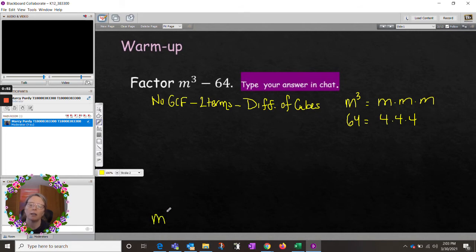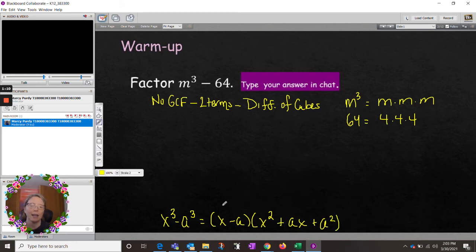So we want to follow the pattern which says x cubed minus a cubed is equal to x minus a times x squared plus ax plus a squared. So our m is basically our x term and the 4 is the a. So wherever there's an x, you're putting an m, and wherever there's an a, you're putting a 4. So we're basically replacing all of these a's and x's with m's and 4's.